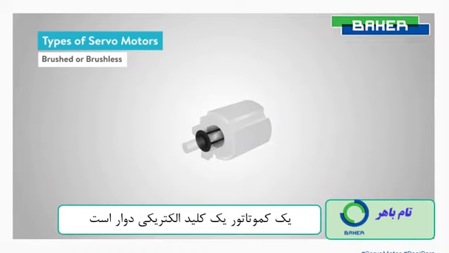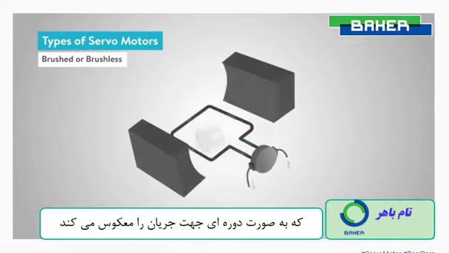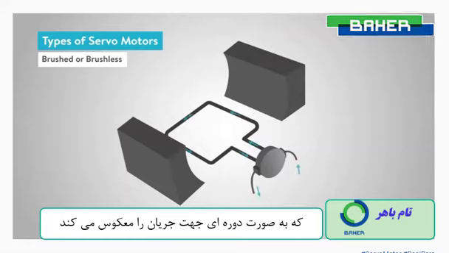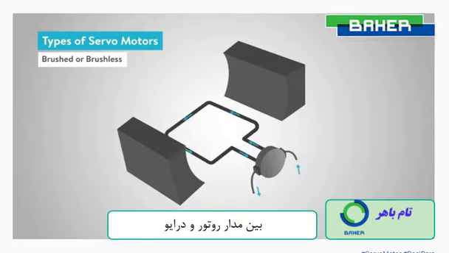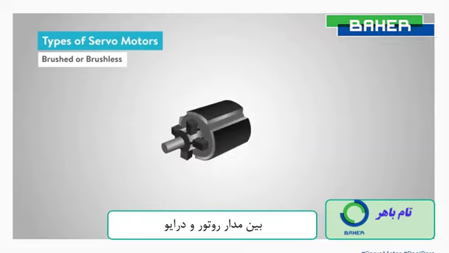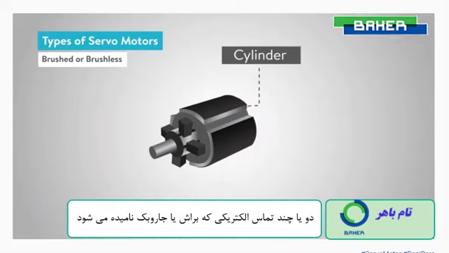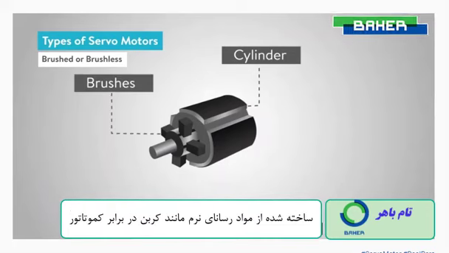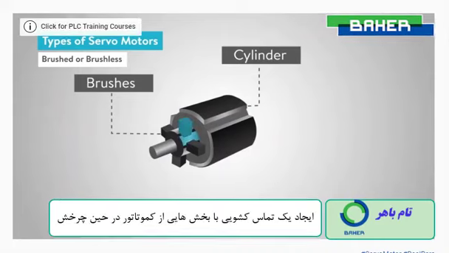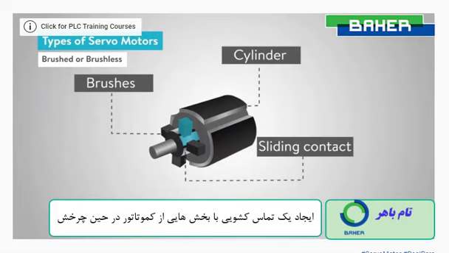A commutator is a rotary electrical switch that periodically reverses the current direction between the rotor and the drive circuit. It consists of a cylinder composed of multiple metal contact segments on the rotor. Two or more electrical contacts, called brushes, made of a soft conductive material such as carbon, press against the commutator, making a sliding contact with segments of the commutator as it rotates.